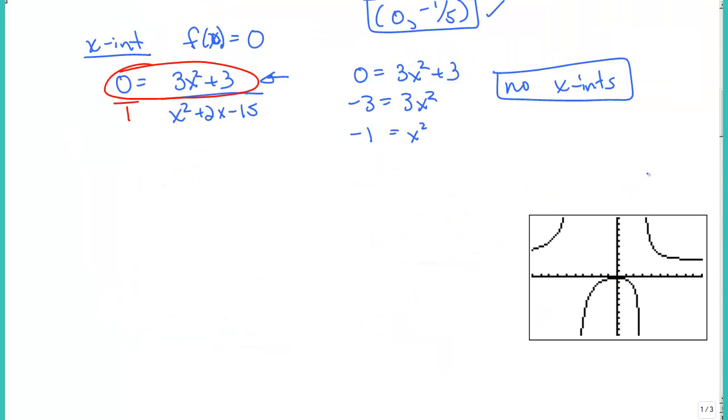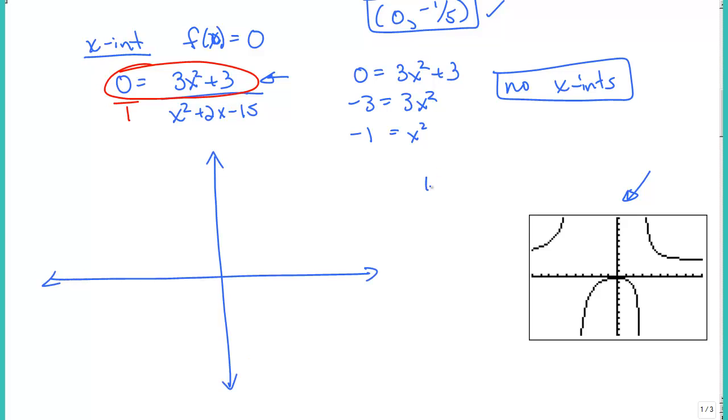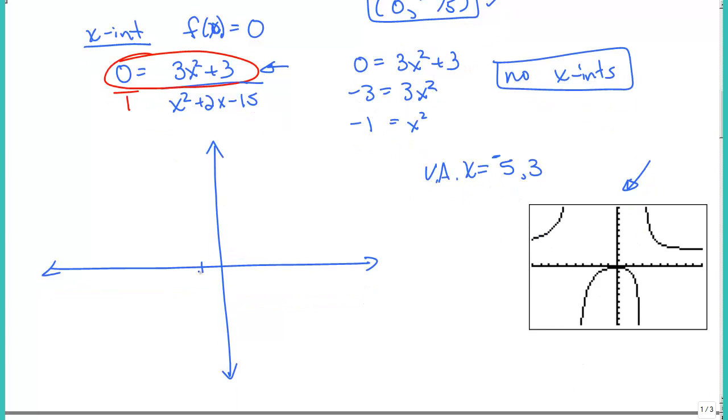So I have graphed my function on a graphing calculator. Now what does my paper need to look like? Well, we're going to draw in some things that we have found. We found the vertical asymptotes at x equal to -5 and +3. So I want to graph those.